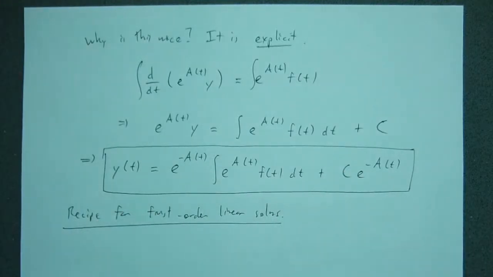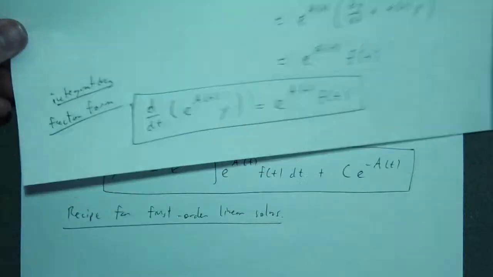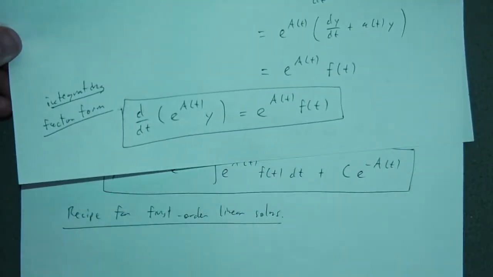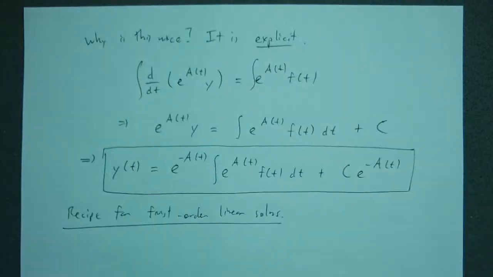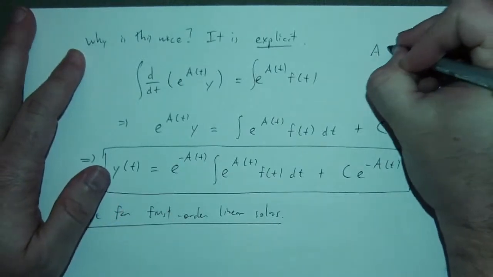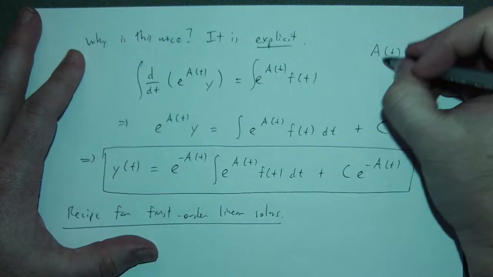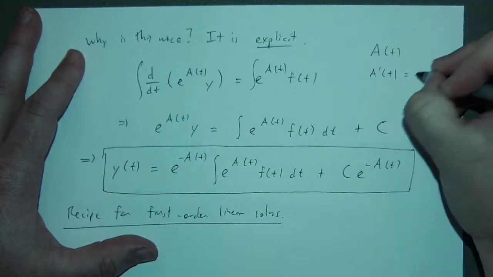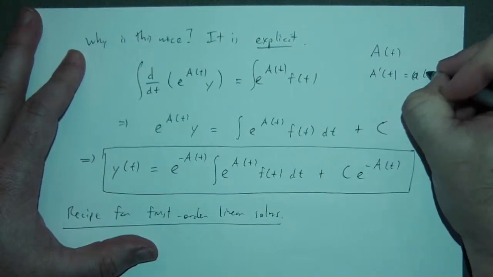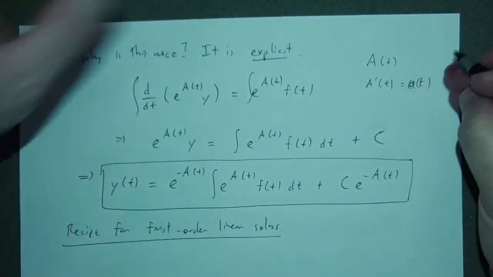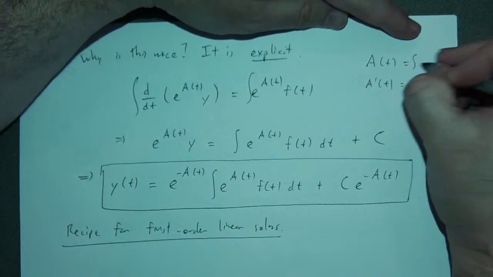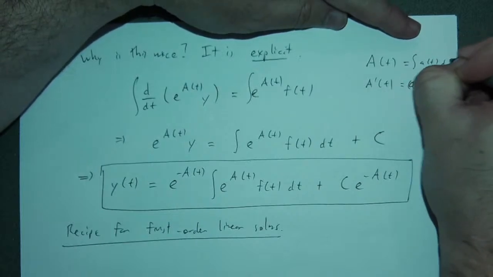Now you can either memorize the integrating factor form of the equation. A lot of times that's what's suggested because this is simpler, a shorter thing to remember. Or you can simply memorize this last step here. In either case, you have to know that this big A of t is such that big A prime is equal to little a. And so what this means is that big A of t is really the integral of little a of t.